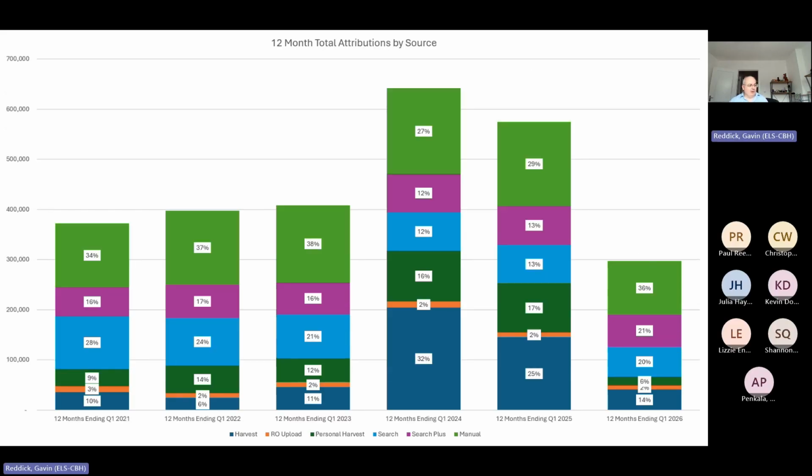If we look at that 12-month ending in this Q1, again, you can see the number of attributions across this reporting cycle being lower. You can see the absolute number of manual outputs dropping as well, even though the percentage in the mix has gone up. So the absolute number has dropped. The percentage of the 12-month total has gone up. And you can see that across the more manual intensive things. So the Search Plus and the search, and you can see the harvesting elements have gone down over this period.